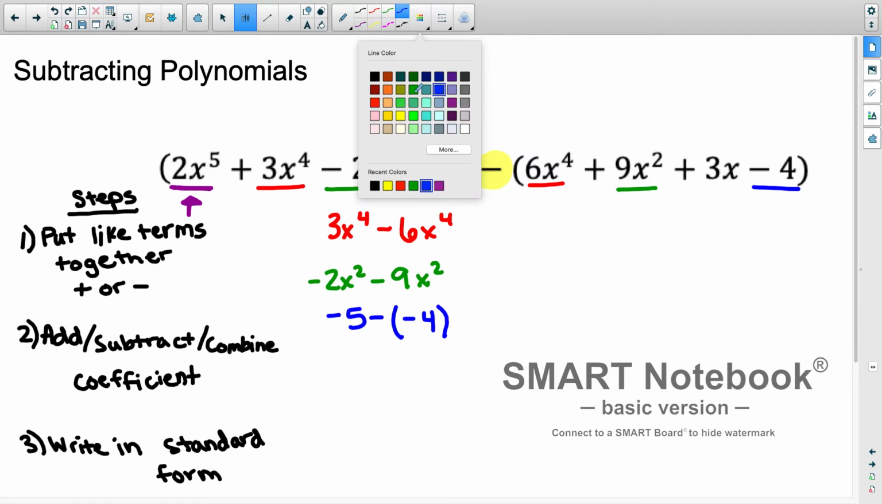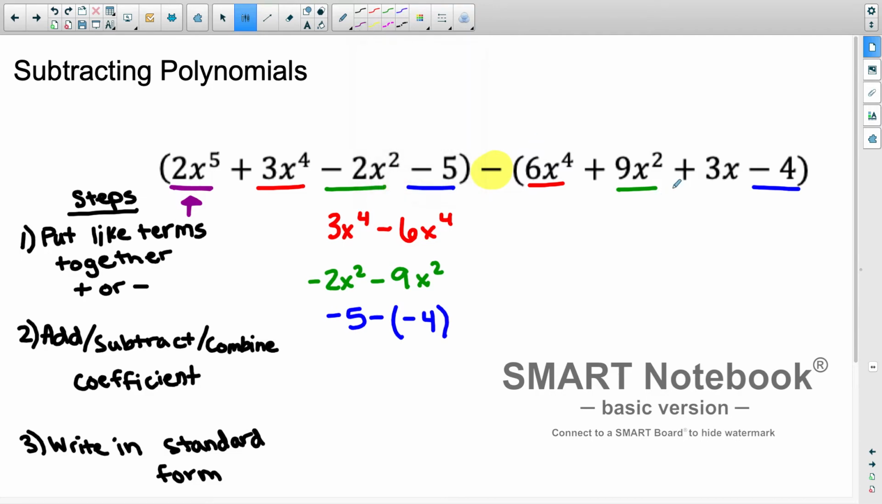And again, we have that 3x. This 3x doesn't have any like terms. There's nothing else that has just an x. So again, I'm going to just kind of mark that to remind myself, in the end, I'm going to want that in my answer. So that was step 1. Step 2, we're now going to add or subtract or combine those coefficients, those numbers in front of the variables.